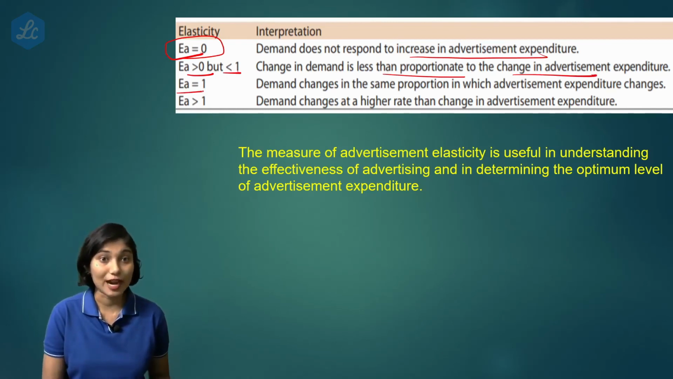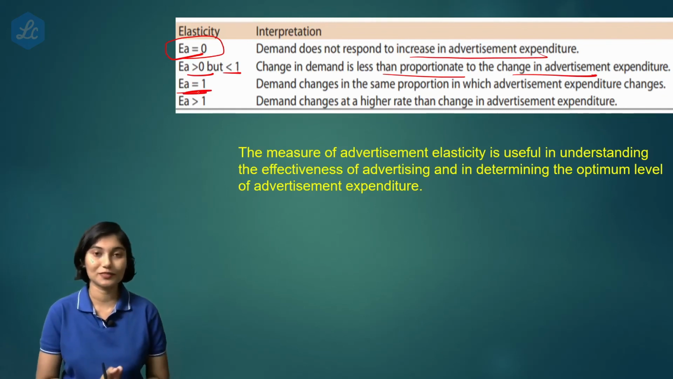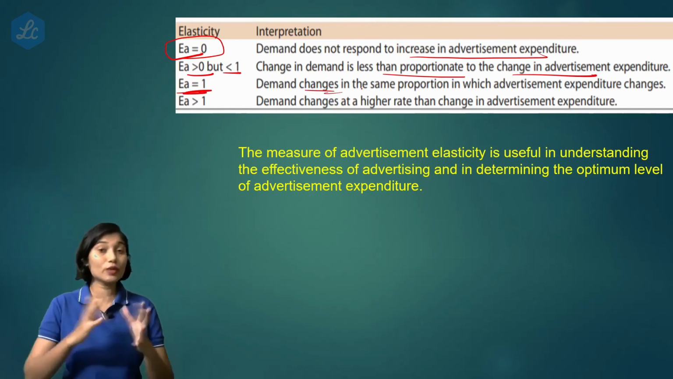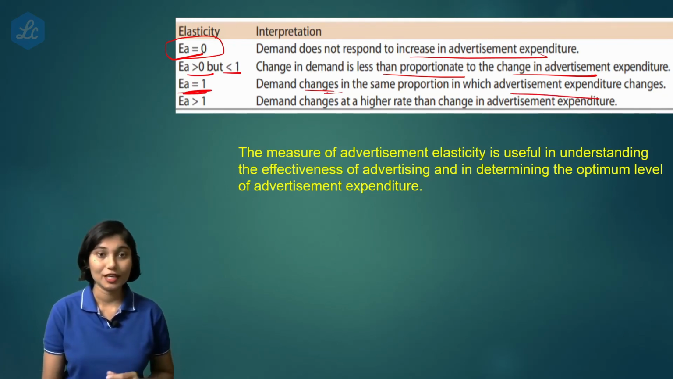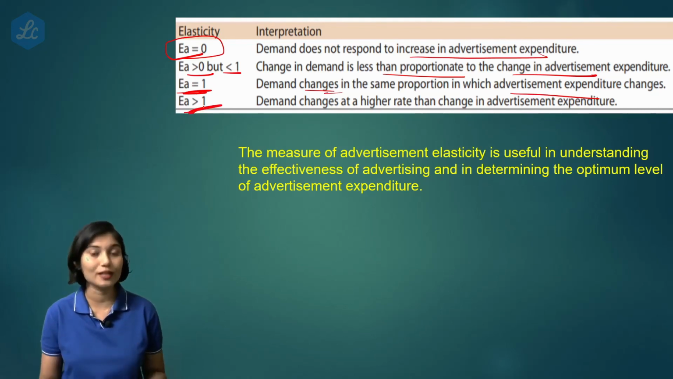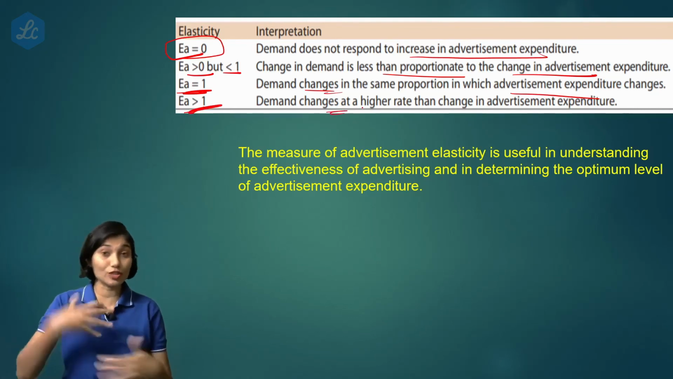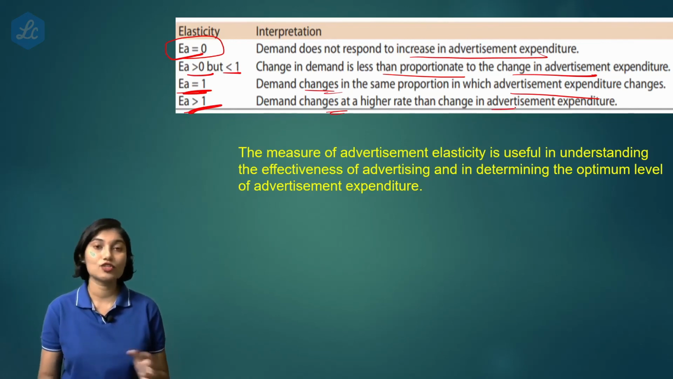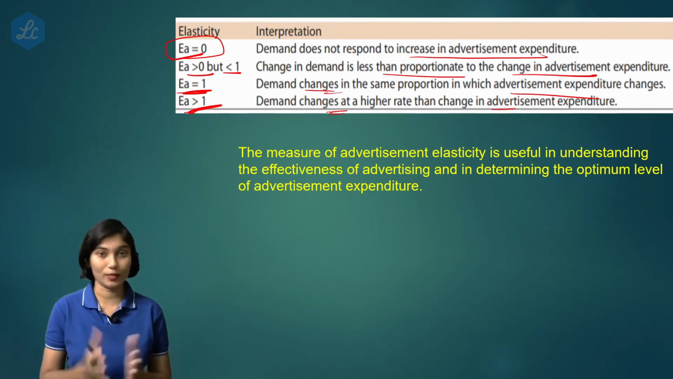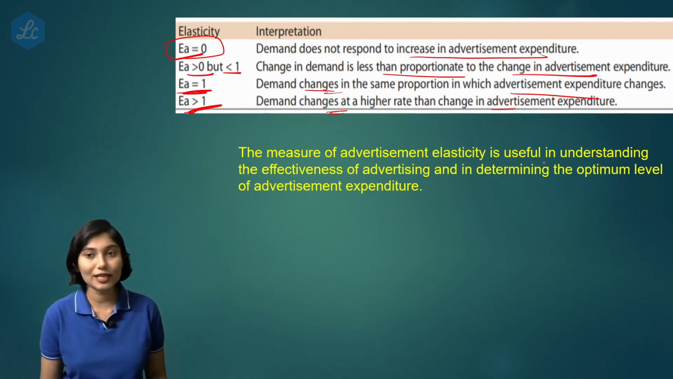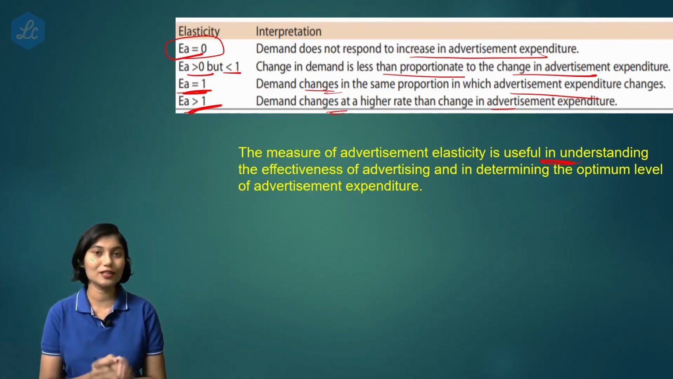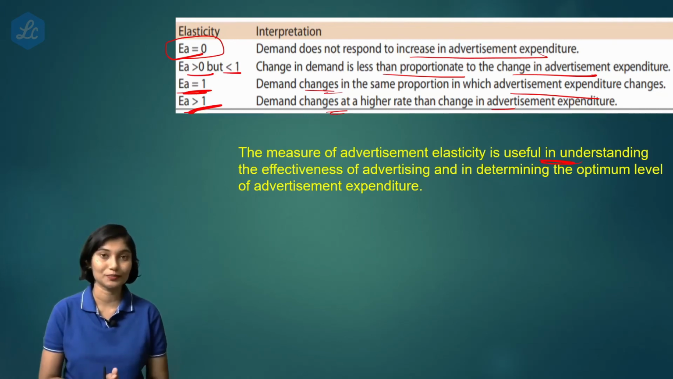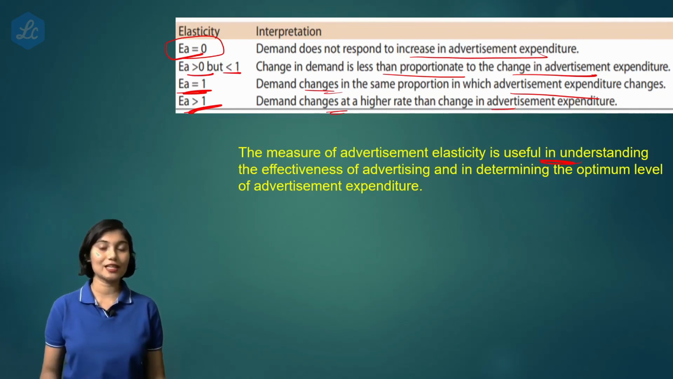Now if advertisement elasticity is equal to 1, it means your demand is changing in equal proportion to the change in the amount spent on advertisement. If your advertisement elasticity is greater than 1, then it means your demand is changing in a much greater proportion compared to the change in the amount of expenditure on advertisement. So this will help you understand whether your advertisement is effective or not, whether it is worthwhile for you to spend a certain amount on advertising a particular product. So that is what advertisement elasticity helps you to decide.